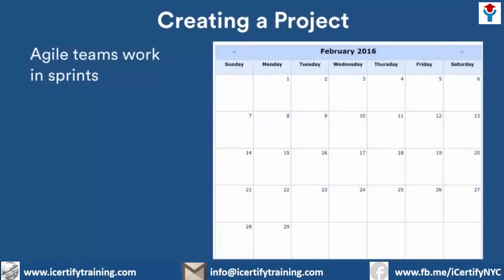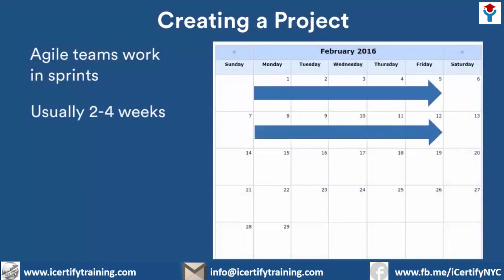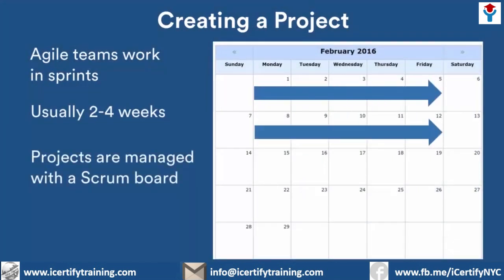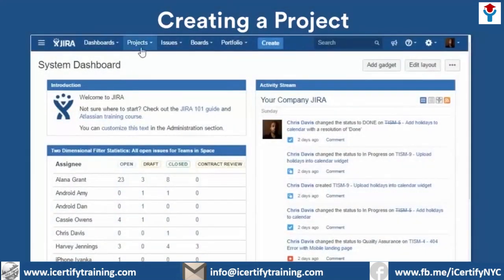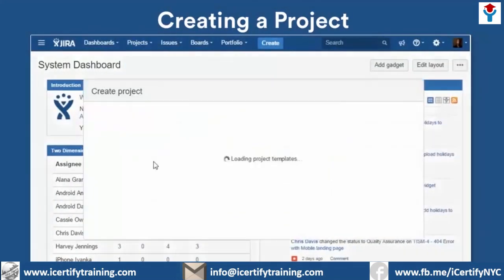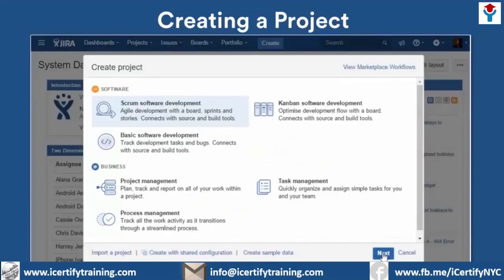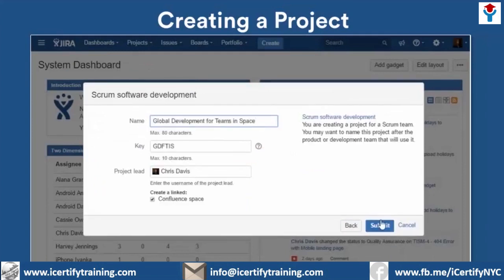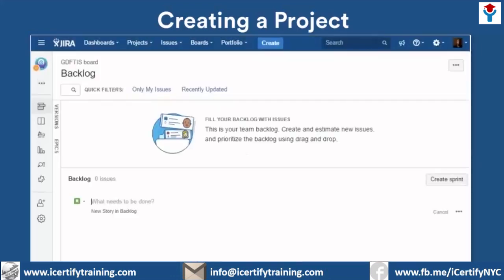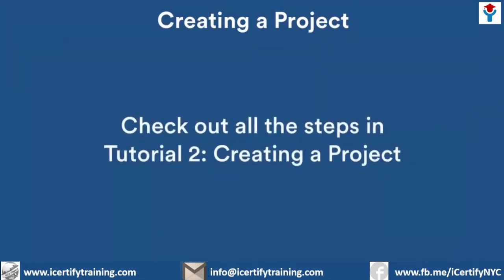Many software development teams work in short 2 to 4 week sprints and manage these sprints using a Scrum board. Let's see it again. To get started in Jira Software, we created a Scrum software development project named Mobile Development for Teams in Space. Jira automatically created a Scrum board for us. We covered all the details of creating a new project in Tutorial 2, Creating a Project.